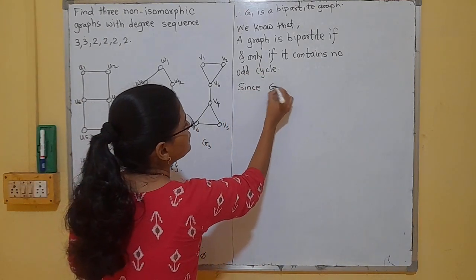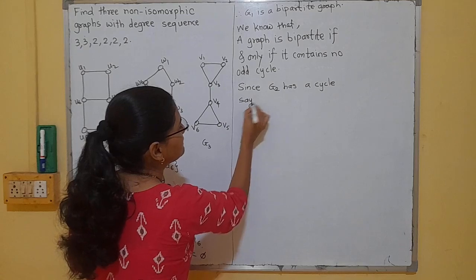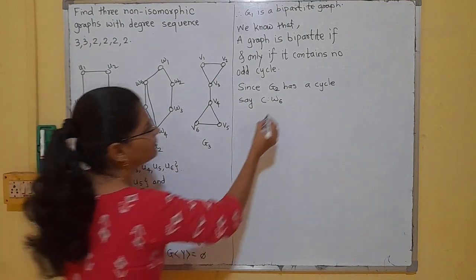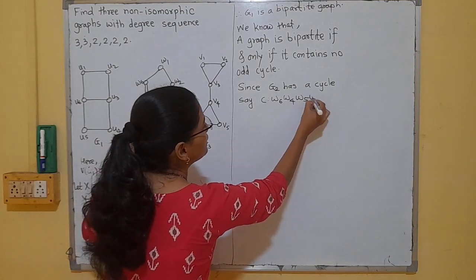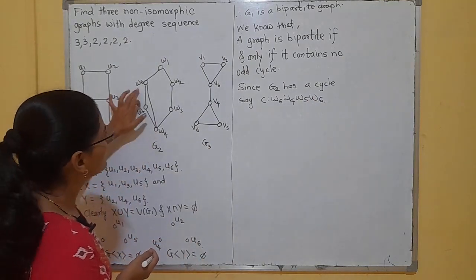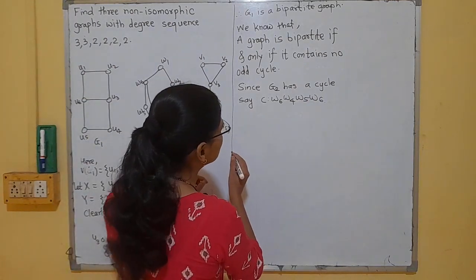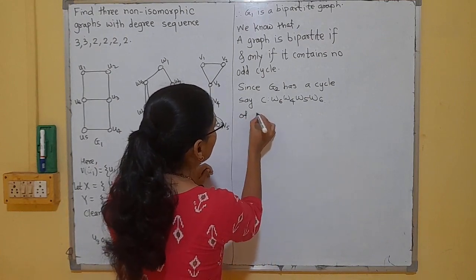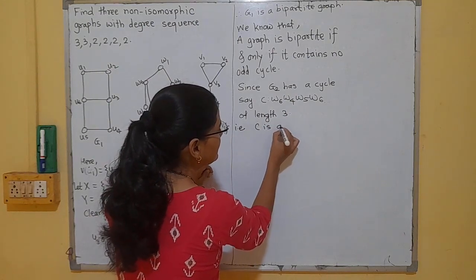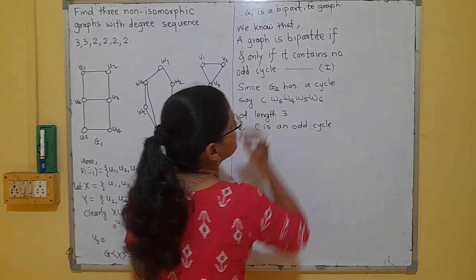Since G2 has a cycle, say C. Which cycle C? W6, W4, W5, W6. And this is a cycle of length 3. That means this cycle is an odd cycle. G2 has a cycle C of length 3. That is, C is an odd cycle. We call this result equation number 1.